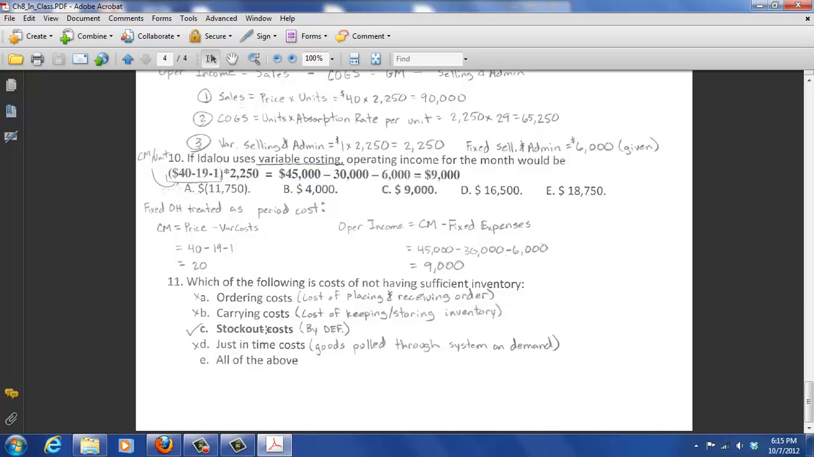By definition, stockout costs is the cost of not having sufficient inventory. So that's our answer there. And just to go through and eliminate the last item on the list, D, just-in-time costs are costs associated with the JIT system, and that's when goods are pulled through a system on demand.